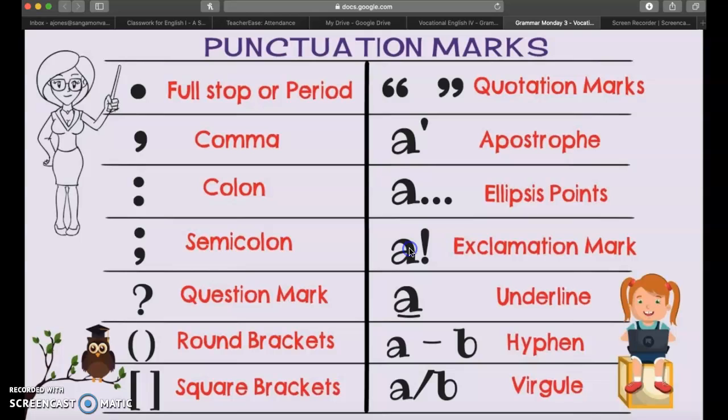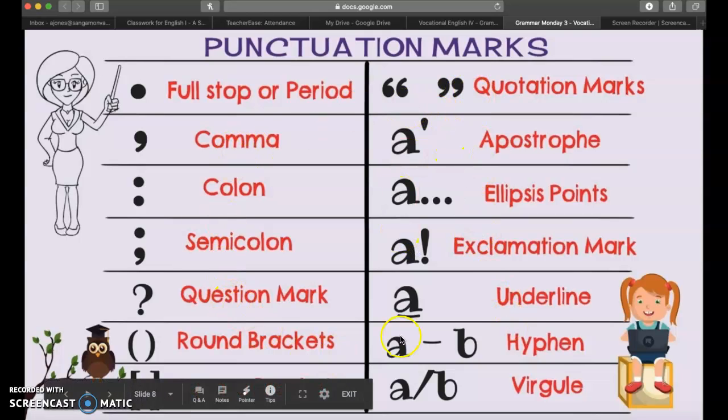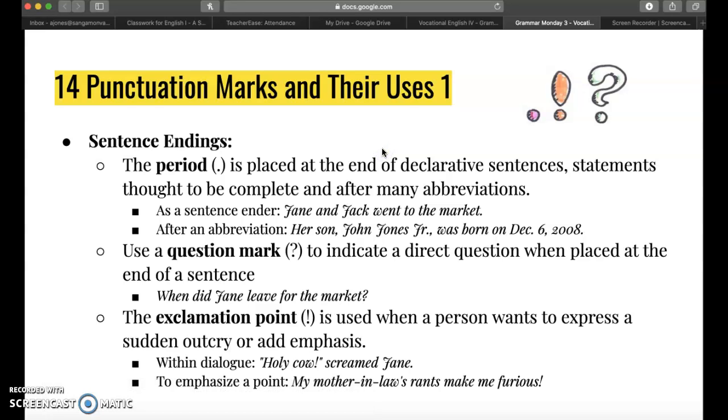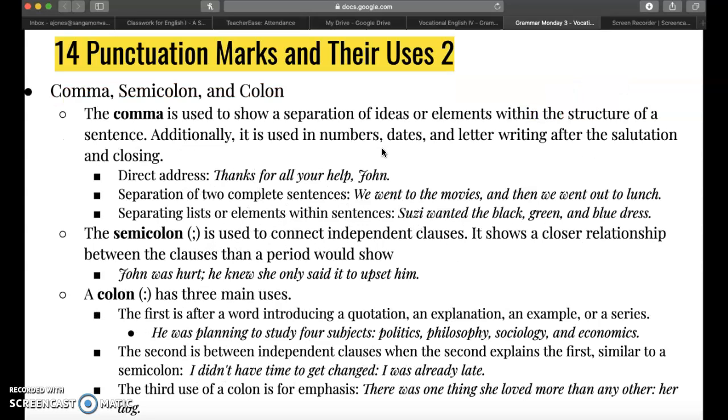Next, we're going to talk about punctuation marks. Here is a punctuation mark graph to show you the examples of them. So, 14 punctuation marks and their uses. Sentence endings. Most of the time we see periods. Those are placed at the end of declarative sentences, statements, and after abbreviations. We also see question marks, which are used to indicate a direct question when placed at the end of a sentence, and exclamation points are used to express a sudden outcry and add emphasis.